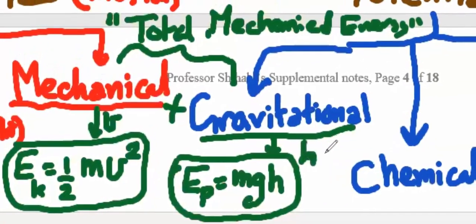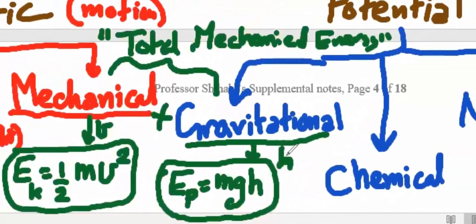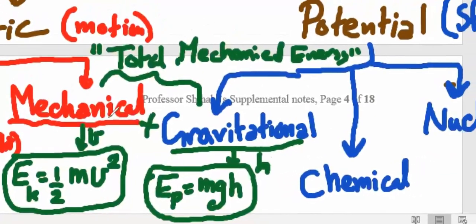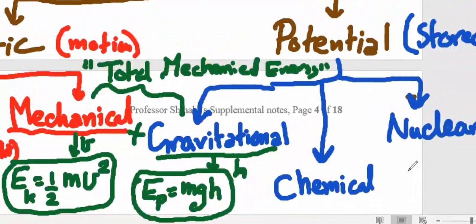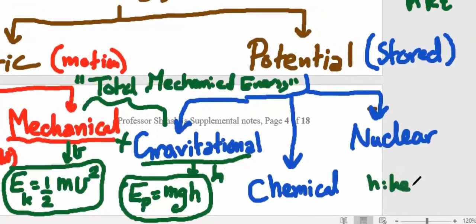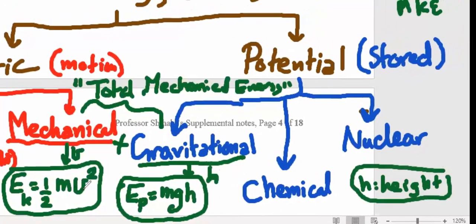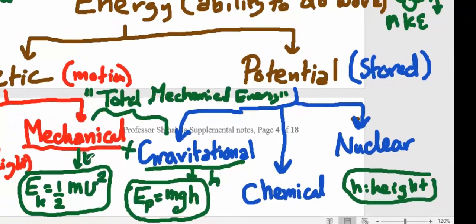So gravitational potential energy is always associated with height. H stands for height here. Let me write it here on the side. H stands for height, while v, of course, we are familiar with. V is velocity. Mechanical kinetic energy is associated with the velocity.